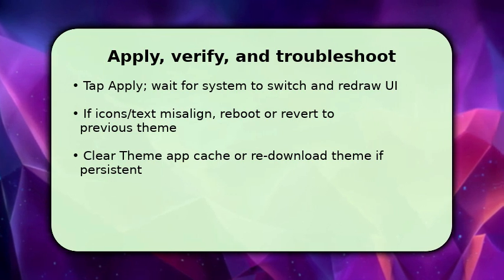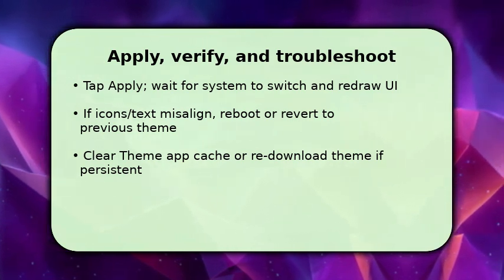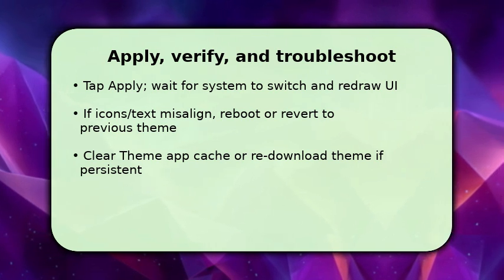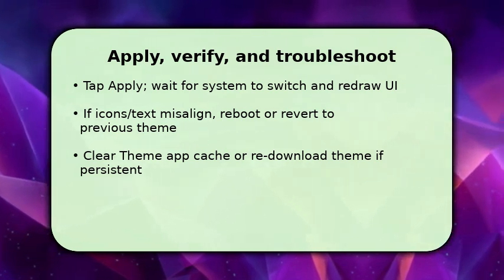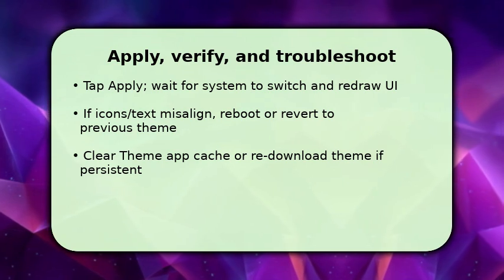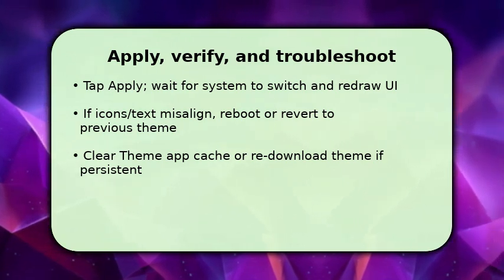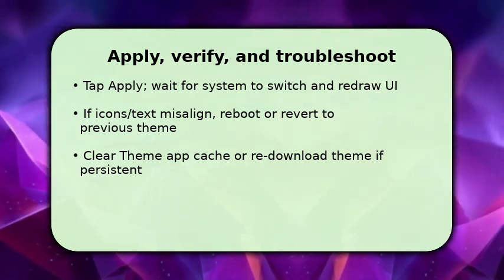If you see glitches, reboot the phone first, then try reverting to the previous theme and reapplying. If problems persist, clear the theme's app cache or re-download the theme assets. This often fixes incomplete installs or corrupted downloads.